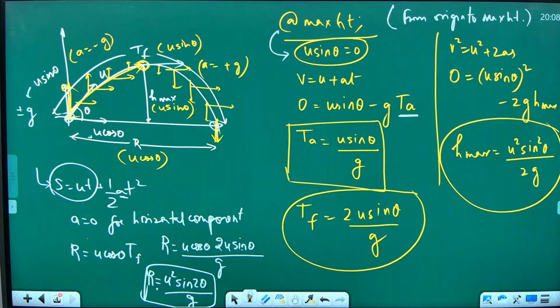If you ask me what happens after hitting the ground, that depends on whether the surface gives an elastic collision or inelastic collision, that is a different topic. But u cos theta remains the same. It does not change.